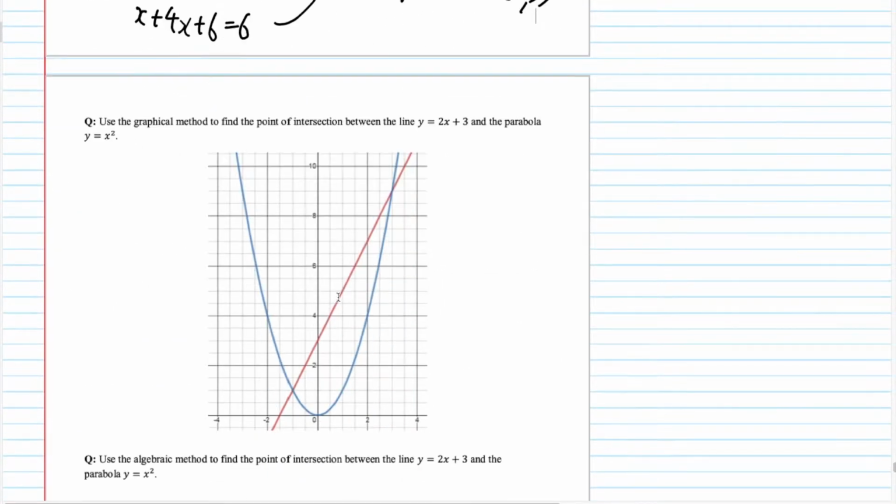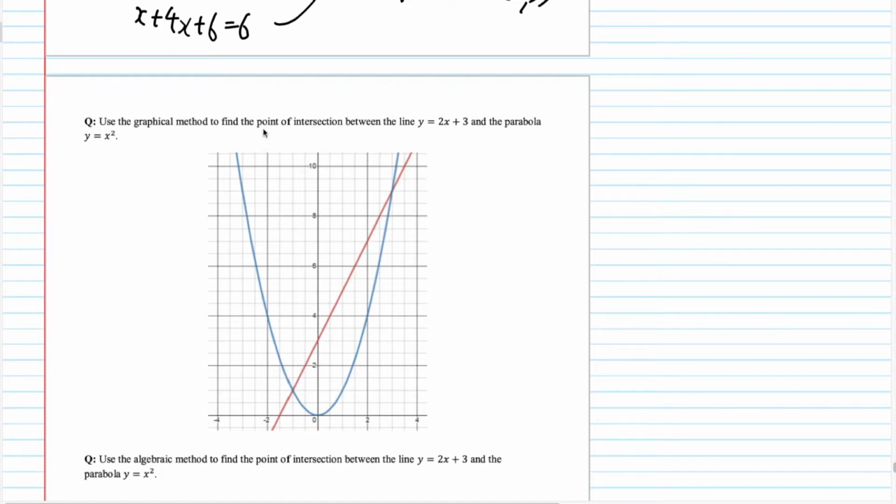Okay, now let's move on to some slightly harder questions. As you can see, this is a bit harder because this is a straight line and a non-straight line. So the graphical method to find the point of intersection between the line y equals 2x plus 3 and the parabola y equals x squared. Okay, beautiful. They already sketched the graph for us. So what we need to do is just find the 2 points.